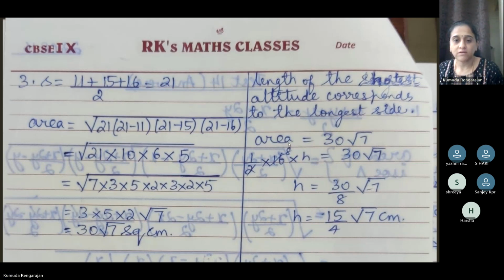So see here, area is equal to 30 root 7. Area is half base into height, so half base into height is equal to 30 root 7. So we only have to find the height, H. Which one do we take as the base? Which is the longest side? 11, 15, 16. Which is the longest side? 16. Take 16 as the base. If you take the longest side as the base, you get the shortest altitude. That's it. Half into 16 into H is equal to 30 root 7, and cancel and transpose.